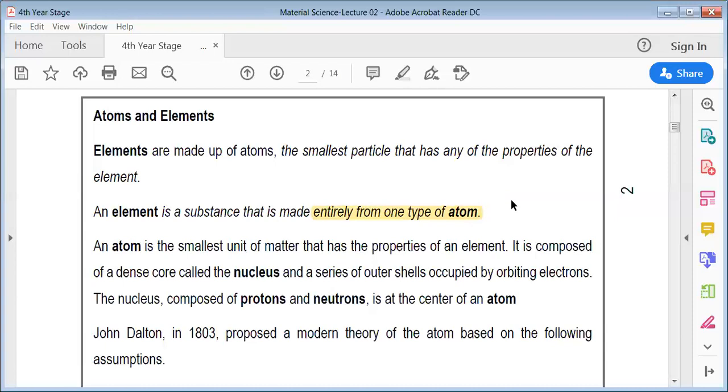So an atom is the smallest unit of matter that has the properties of an element. So the smallest particle which represents the properties of an element is the atom. It's composed of a dense core called the nucleus and a series of outer shells occupied by orbiting electrons. I believe this is very basic, and you know that. An atom consists of a nucleus and electrons orbiting around the nucleus. Of course, the nucleus is composed of protons and neutrons.